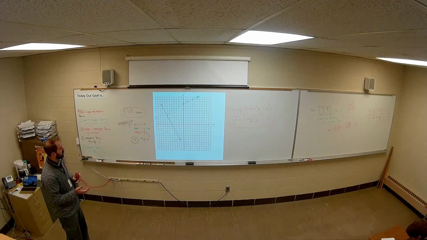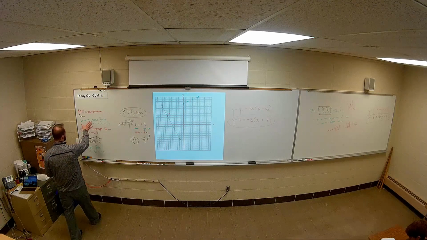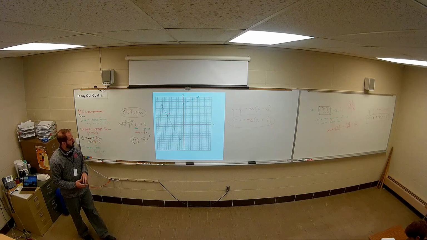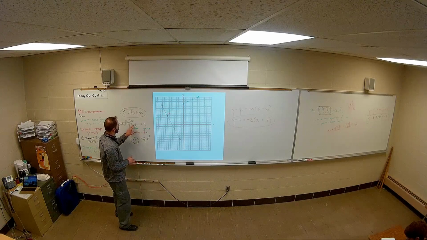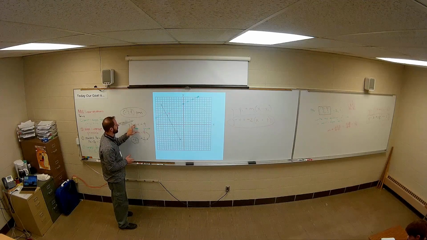So, equations of lines, the different forms. This one happens to be perpendicular, so you have to know it. Now, if they said parallel to this, I would just use the same slope. I wouldn't flip it. I would just use that instead.